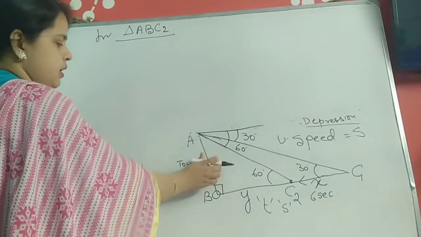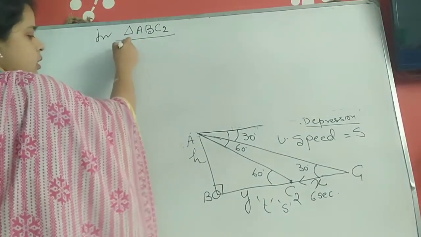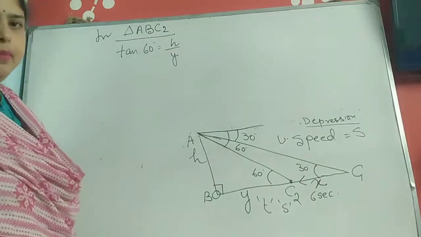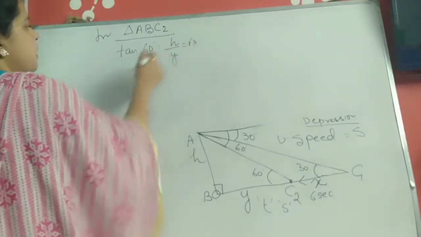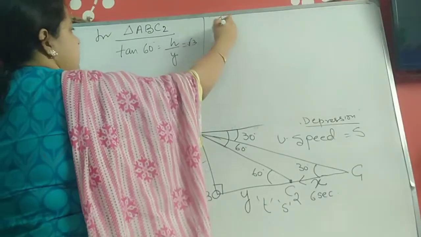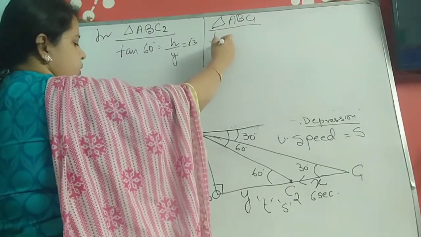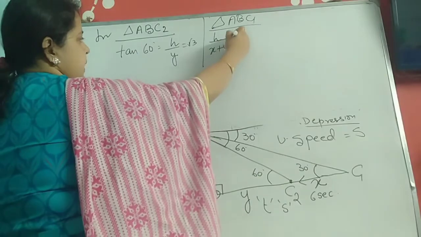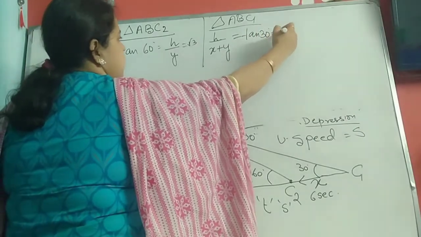The teacher will find here there is a height of the tower, say if at all I am writing here it is h. Okay, so tan of 60 is h by y. No problem, I know. The similar type we have done in the previous two problems only. So this is root 3 as tan 60. Now, in the triangle ABC1, tell me students, what is perpendicular by base? Perpendicular by base is h by x plus y is equal to tan 30, which is 1 by root 3.